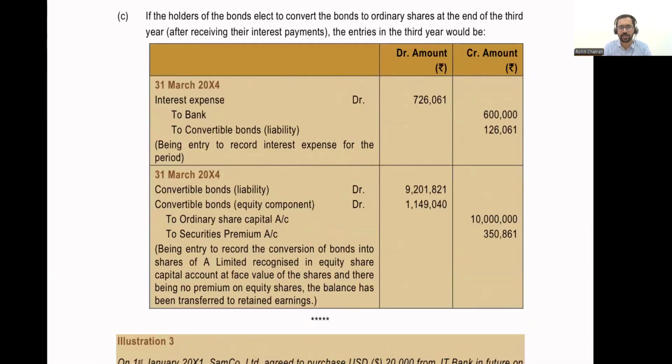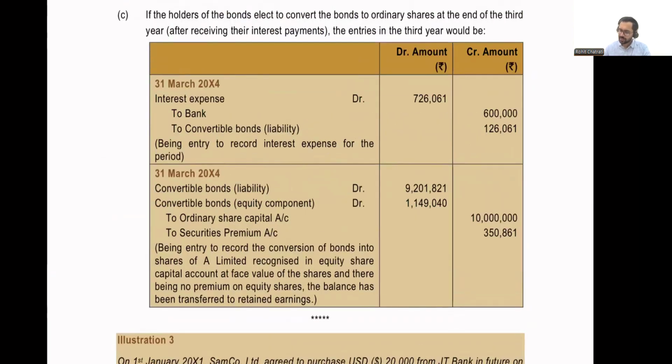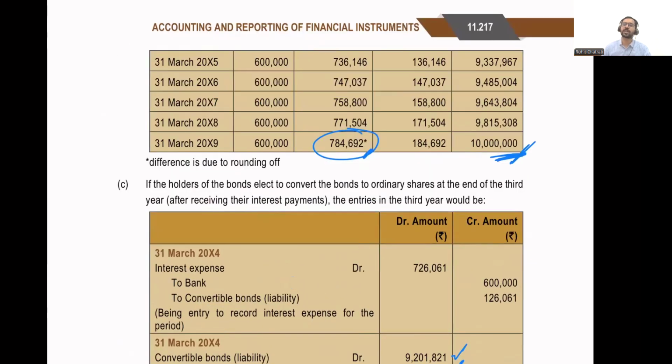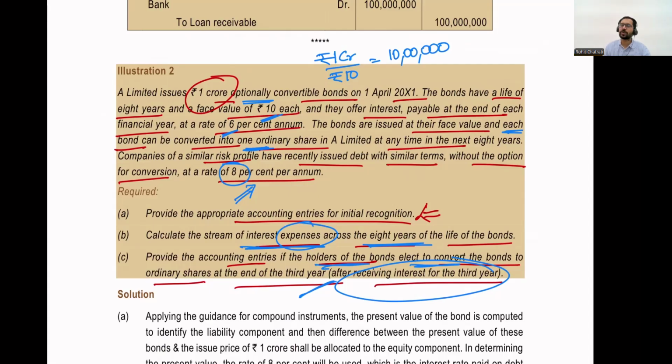Let us quickly look at the solution. Now in year three, we debit liability at 92 lakhs. We debit the equity component at 11 lakh 49,000. We have ordinary share capital of 1 crore, and we have the difference being recognized in securities premium at 3 lakh 50,861. So this is how the journal entry will be if the bonds are converted into equity shares at the end of third year. So that is how we are solving illustration number two of the comprehensive illustrations that we have.